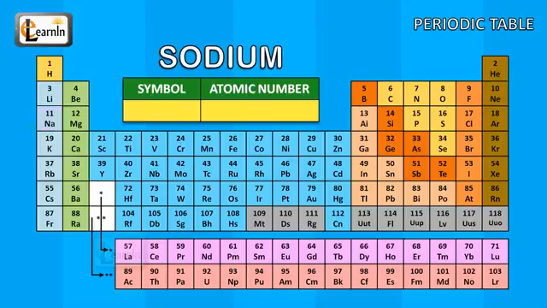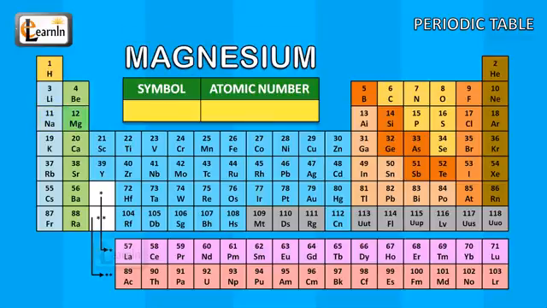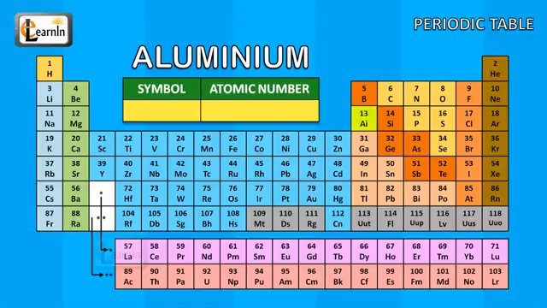The element sodium is represented as Na and has an atomic number of 11. The element magnesium is represented as Mg and has an atomic number of 12. The element aluminum is represented as Al and has an atomic number of 13.